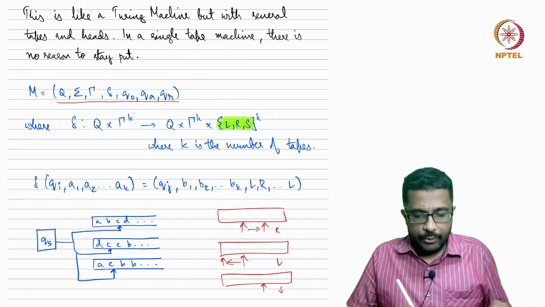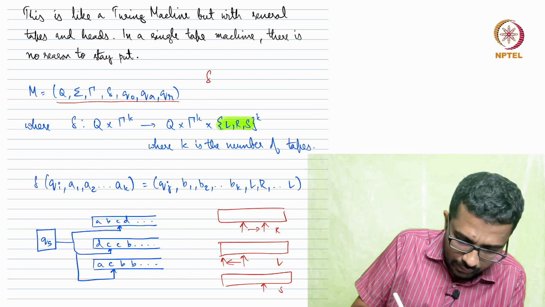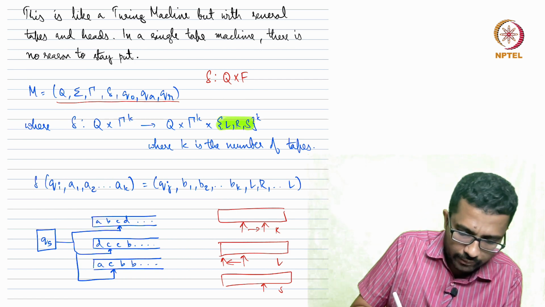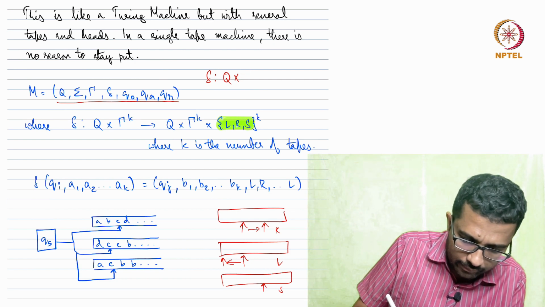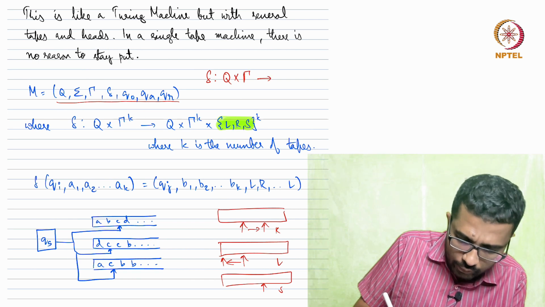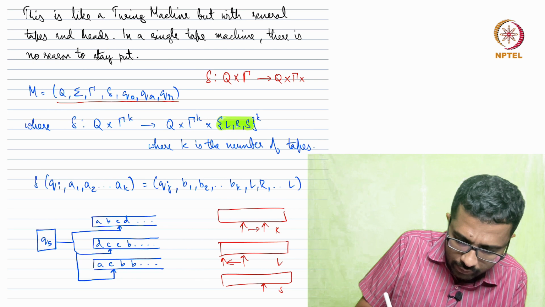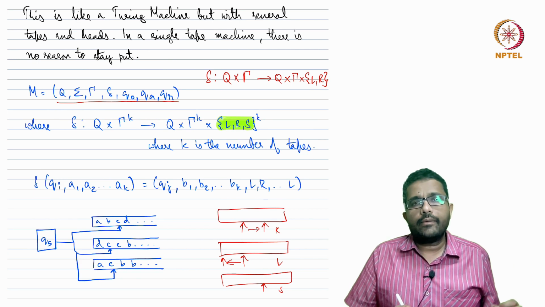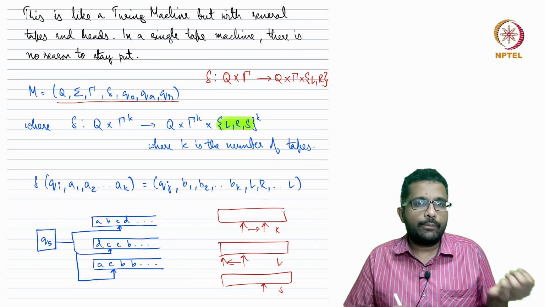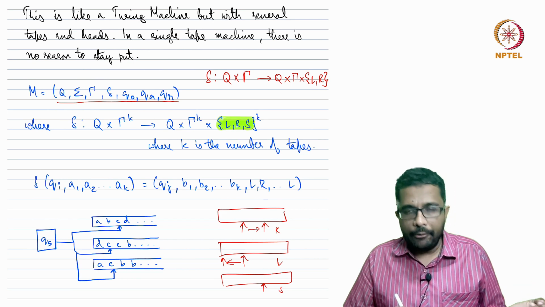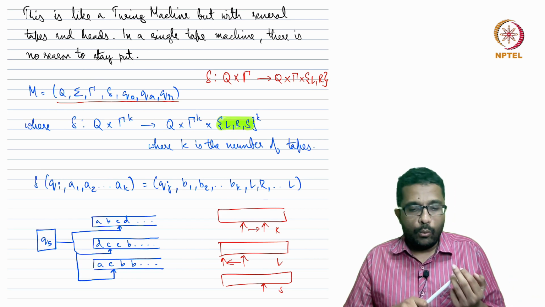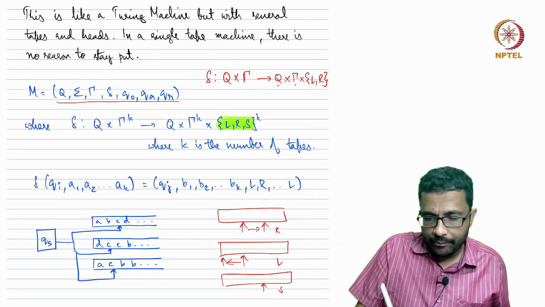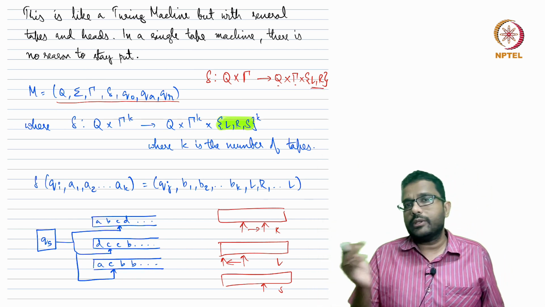So in the case of a single tape Turing machine, the transition function was Q cross Gamma going to Q cross Gamma cross left right. So basically you are at a certain state, you read the tape content at that position where the head is pointing, and then you have to decide which state to go to, what to write on the tape. So which state to go to is this Q, what to write is this Gamma, and then left or right, whether the tape head should move to the left or the right.